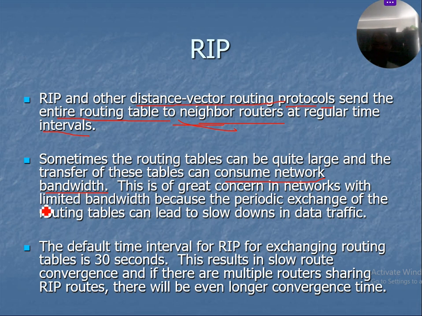Why limited bandwidth? Because the routing table has consumed the entire bandwidth of the network. And it comes very periodically, like every 30 seconds. You can begin to imagine what is going on. Every 30 seconds, the entire bandwidth is consumed, because one router has propagated the routing table to every other neighboring router. So this is a big challenge.